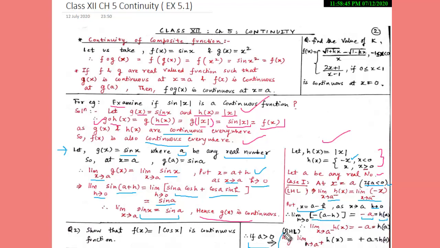So similarly student, when we take the right hand limit if a is greater than 0, so from here limit x tends to a plus h(x), and we know that on solving it we get that limit x tends to a plus h(x) equals plus a, which is also equal to h of a. So from here you can clearly see that the left hand limit is equal to the right hand limit. So here h(x) is also a continuous function. So student, if both the functions are continuous, then our sin mod x function is also a continuous function.